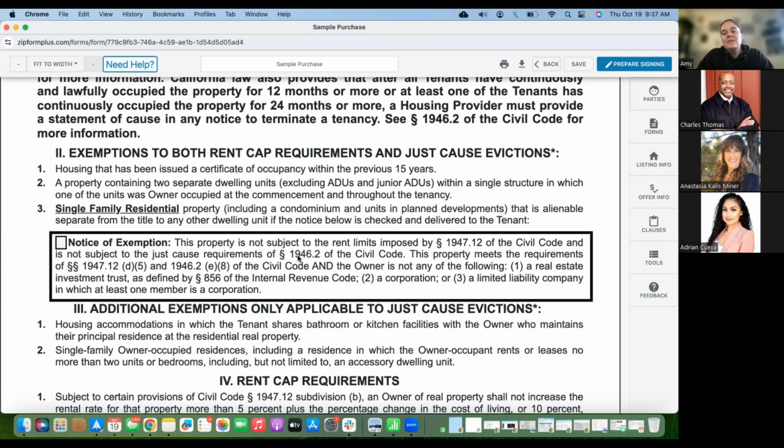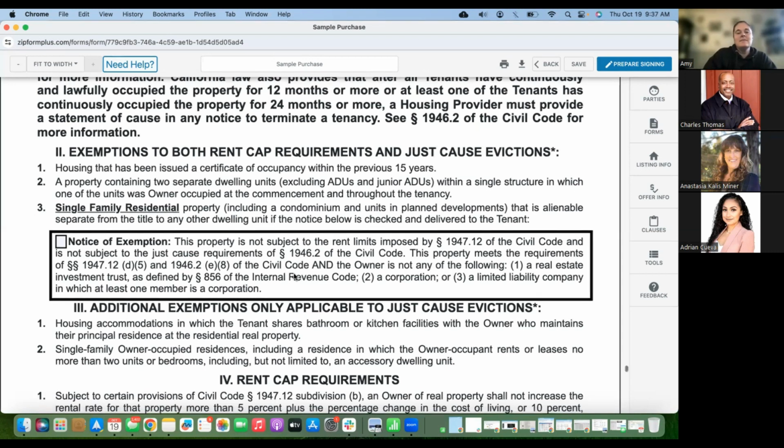And the owner is not any of the following: a real estate investment trust as defined by section 856 of the Internal Revenue Code, a corporation, or a limited liability company in which at least one member is a corporation. Okay, there's your notice of exemption that should have been provided to the tenant.